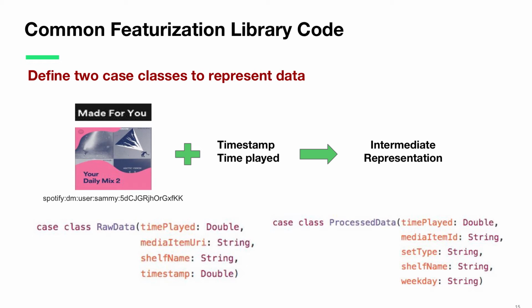I have a time played and a timestamp. Time played is what, duration or just a start time? Time played would be the duration. But again, this is a made-up example, so it could be whatever you needed for your actual application. Let's just say this is how long the user listened to this media item for.